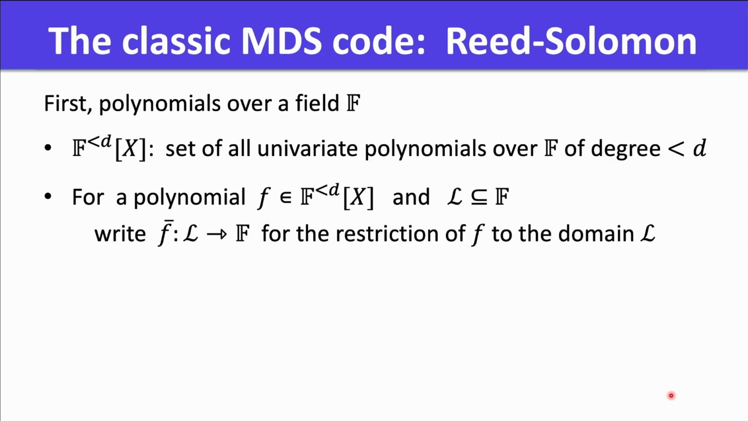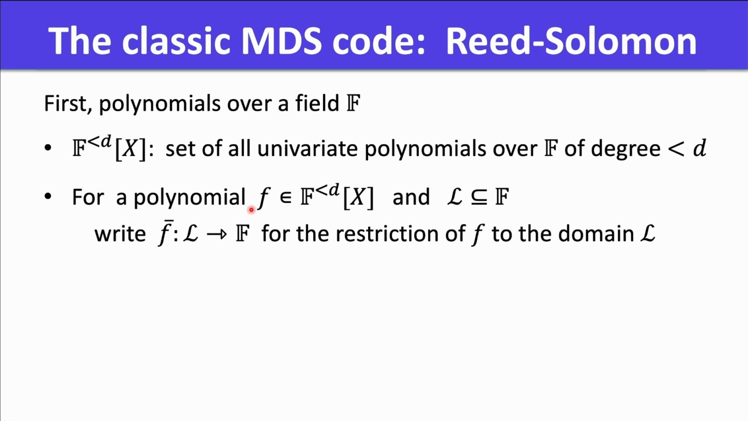And now let's look at the classic MDS code called the Reed-Solomon code. Okay, so this is a very specific linear code. So let's just introduce some notation that we'll use throughout the lecture. So first of all, when we look at polynomials over a field F, I'll denote by F superscript less than d the set of all bounded degree polynomials whose degree is less than d. The one thing that I want you to remember is that this is a linear space, and the dimension of the linear space is d because there are d coefficients in polynomials of degree less than d, right? The constant term up to the coefficient of x to the d minus 1, d coefficients overall.